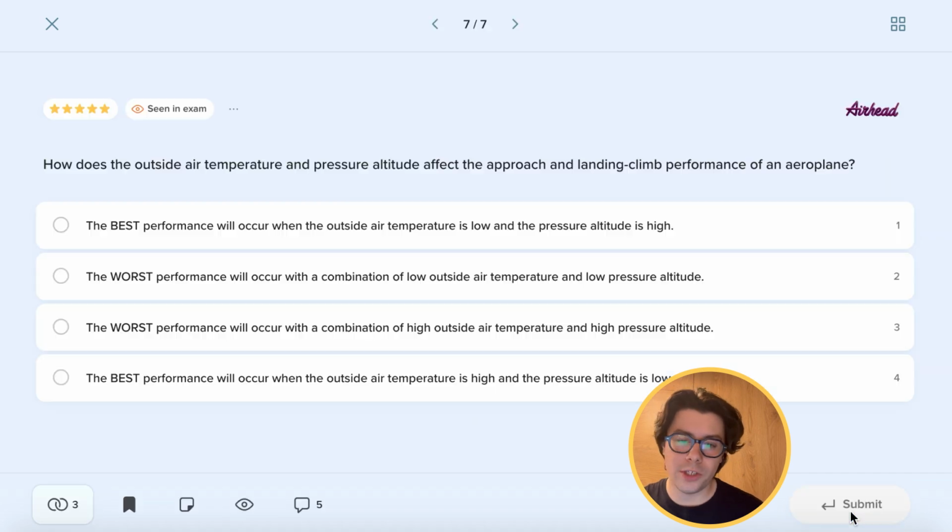And now for the last question, question number 7. How do the outside air temperature and pressure altitude affect the approach and landing climb performance of an airplane? This is a very popular question that comes up on the exams very often. What you need to remember is that, generally speaking, the aircraft performs better at low temperature and it performs better at low pressure altitudes.